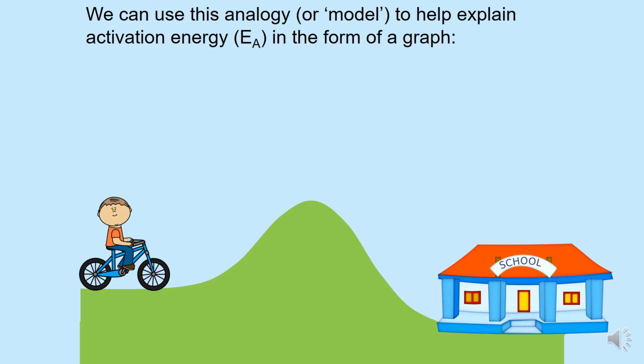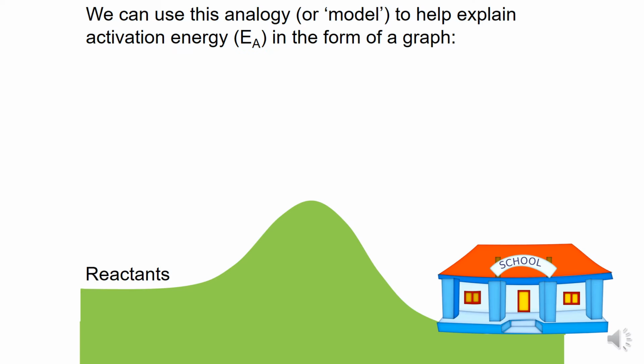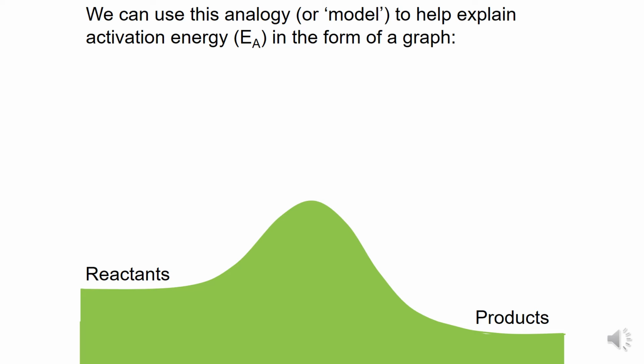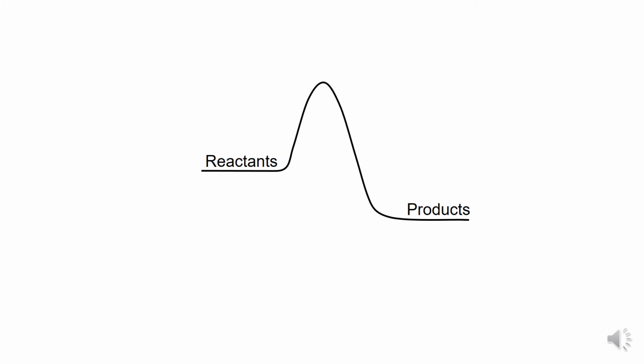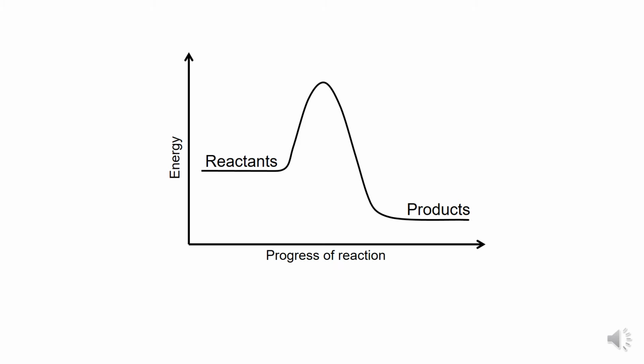Now we can use this analogy or model to help explain activation energy, or EA, in the form of a graph. Where Bob starts is the reactants, and school that he's trying to get to would be the products of the reaction. So we've got the starting and finishing points of our chemical reaction. And that bump that's got to be overcome represents the activation energy. So we can write this as a graph.